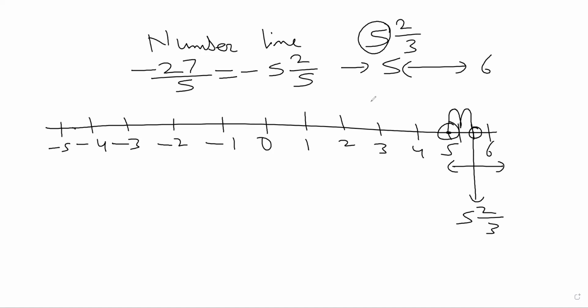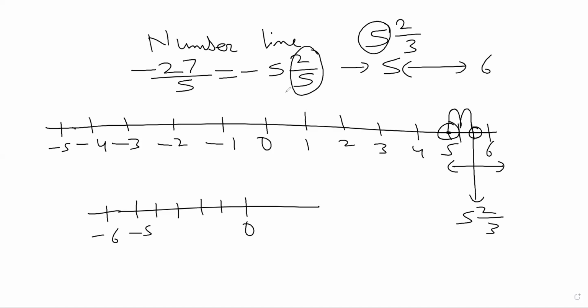Minus 5, 2 by 5. No, that's wrong. See, if I write here 0, minus 1, minus 2, minus 3, minus 4, minus 5, minus 6, minus 5 is here. Now, minus 5 and 2 by 5 means first we have to make 5 equal parts here. 2 by 5 means what? 2 out of 5.